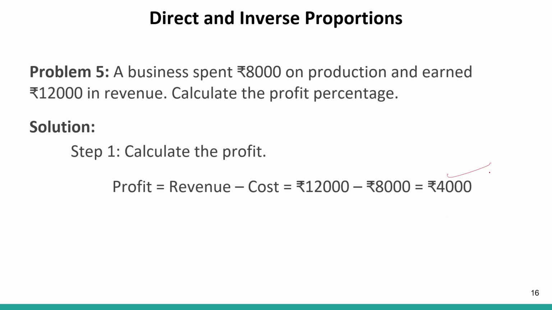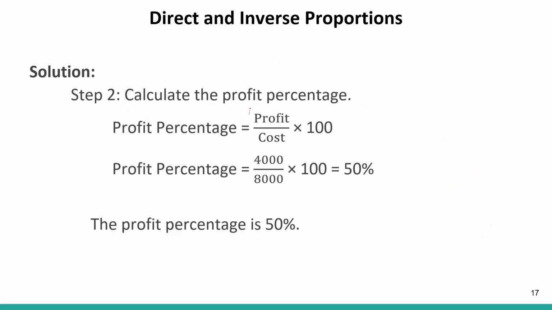Okay, so the profit is 4000. Profit by cost into 100 is equal to the profit percentage. So the profit percentage will be 4000 by 8000 into 100%, that is 50%. So 50% will be the correct answer.